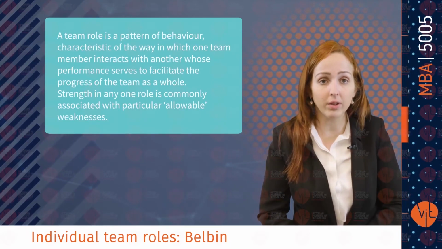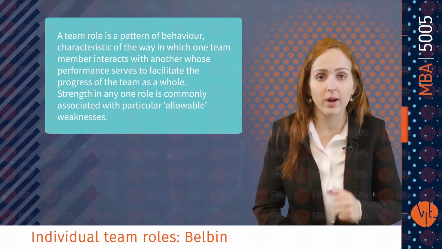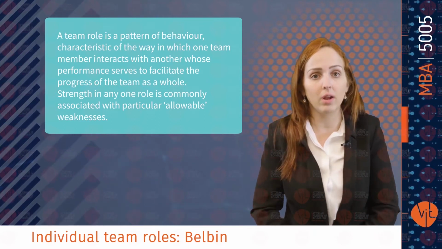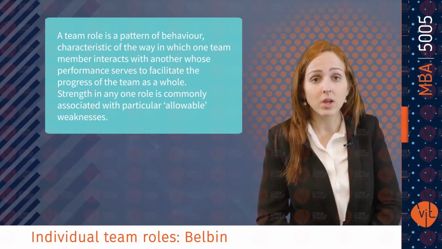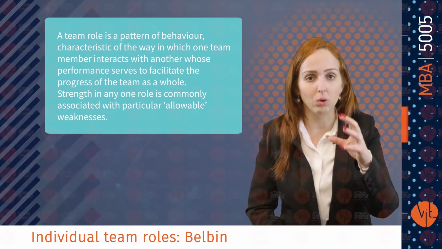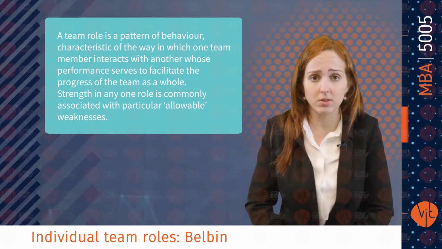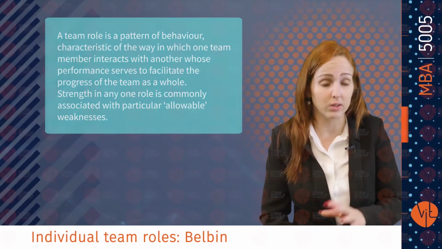So then we have individual team roles, according to Belbin. So what is a team role? A team role is a pattern of behaviour, characteristic of the way in which a certain team member does interact, or you can say engage, with another team member, whose performance serves to actually facilitate the progress of the team as a whole or as a unit.